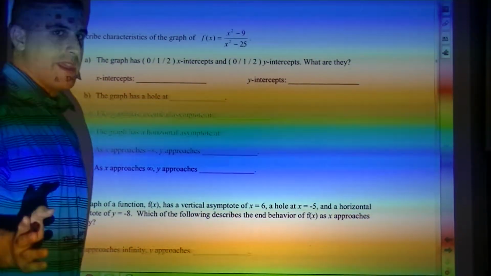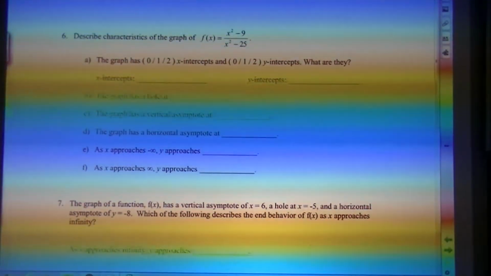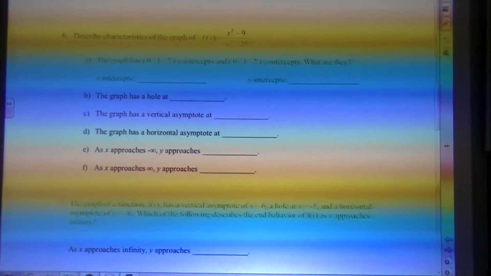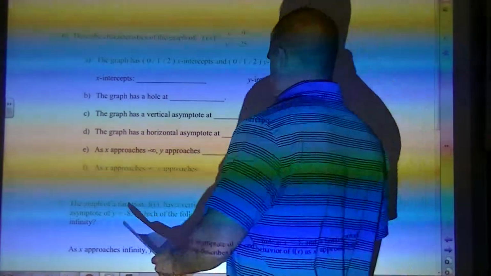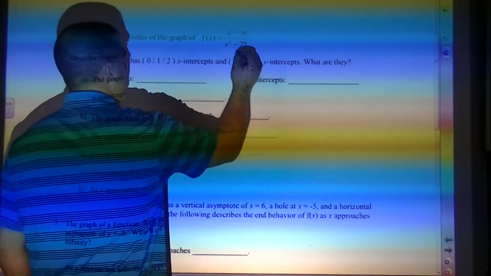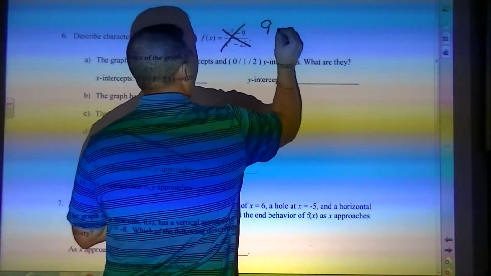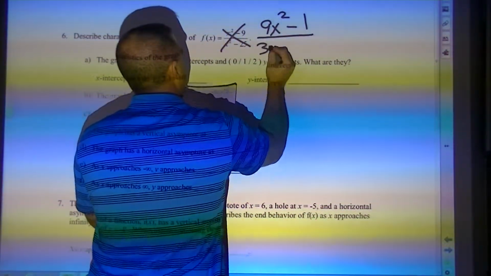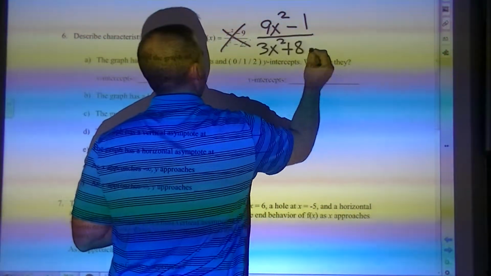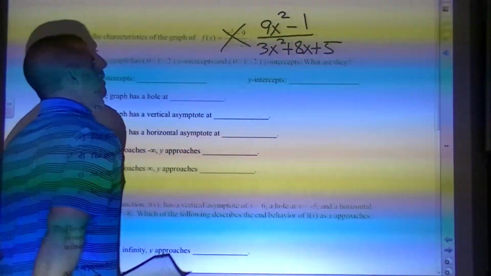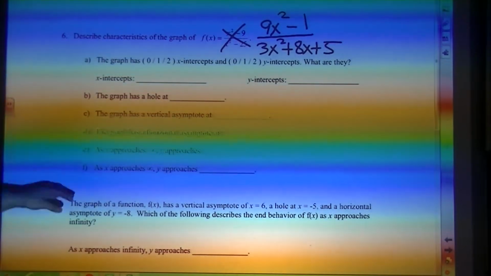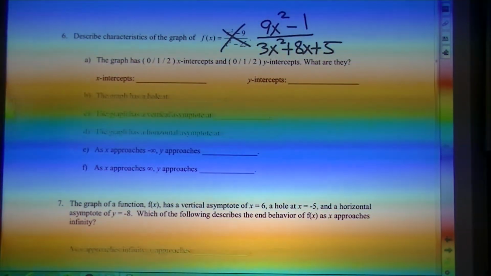Now I'm going to make a correction on this problem. I'm going to make a change, so please make sure you make this change. We're going to change this problem right here to 9x squared minus 1 over 3x squared plus 8x plus 5. Please make that change for yours. I'd rather do that with this part, and we'll come back to that in a little bit.